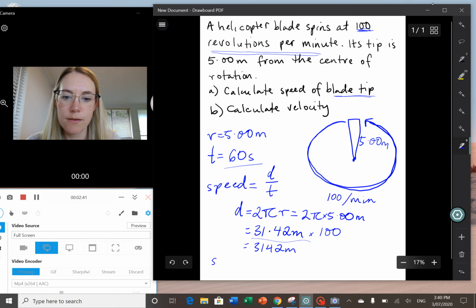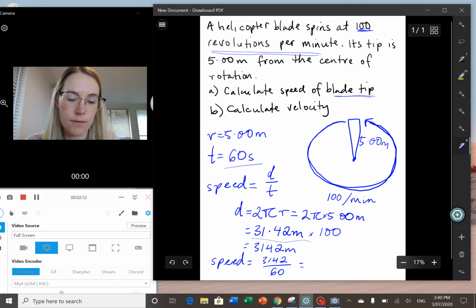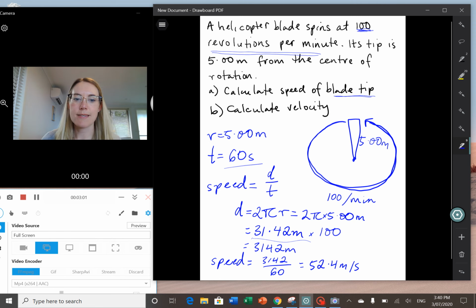And my speed, I can just plug those values into my formula now. 3,142 meters divided by 60 seconds is going to give me 52.4 meters per second is my speed. Speed is scalar, so we don't need to include a direction there, which leads quite nicely into the second part of the question. We're asked to calculate velocity.